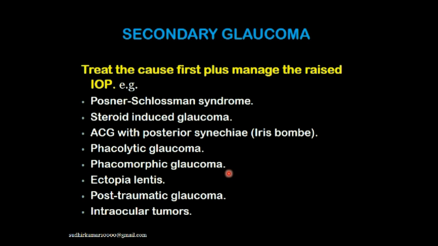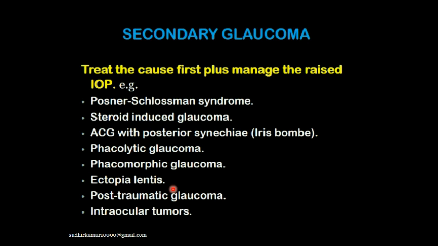Ectopia lentis. This is a condition in which the lens is not in its normal position. That is, it is in a different place. If it is in the pupil, it might block the pupil and cause glaucoma. At the same time, it might enter into the anterior chamber. It can cause glaucoma, or it can push the iris anteriorly so that it can block the iridocorneal angle. So again it can cause glaucoma. So treatment again here is removal of the lens.